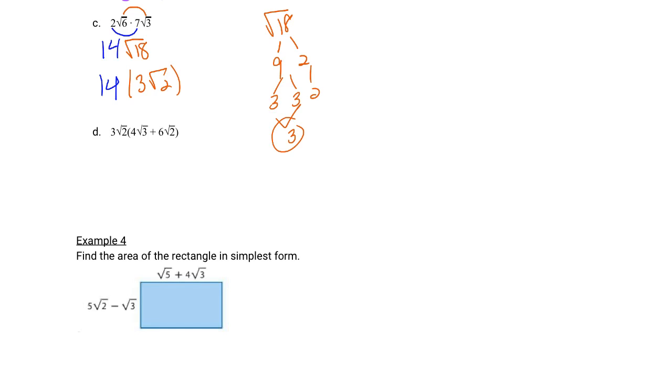You got to distribute again. 14 times 3 is 42 square root of 2. Yay! Last but not least, part D. 3 times 4, we've got, oh, just kidding. Do it on your own.